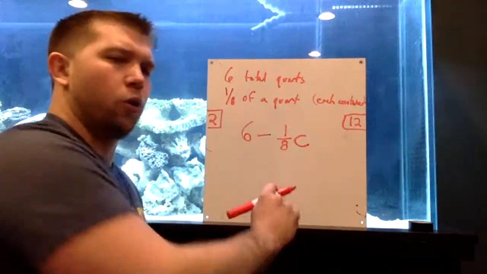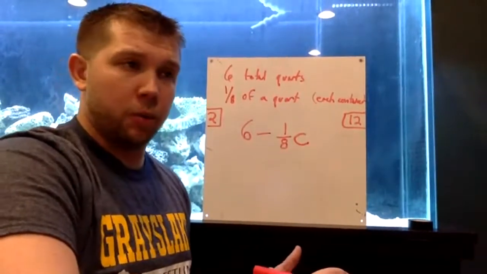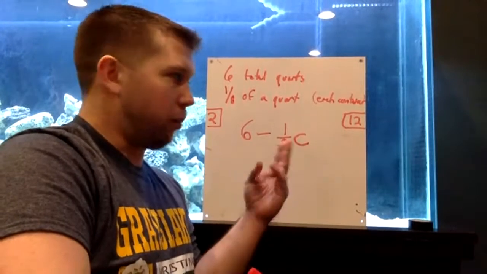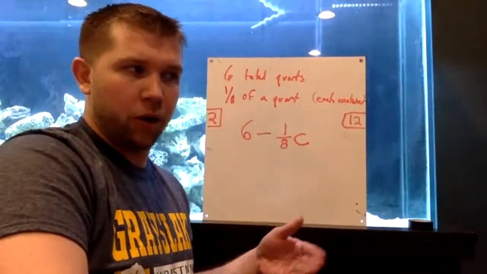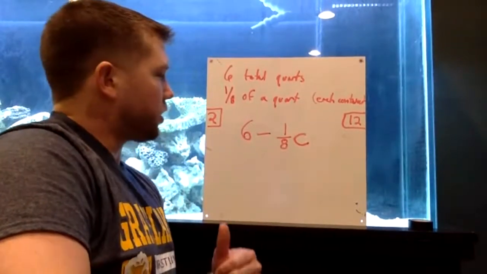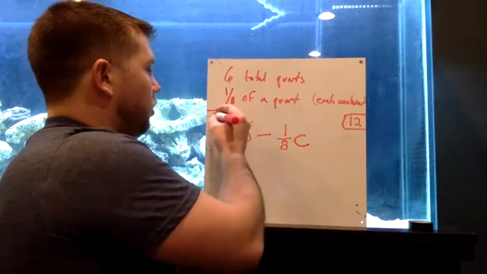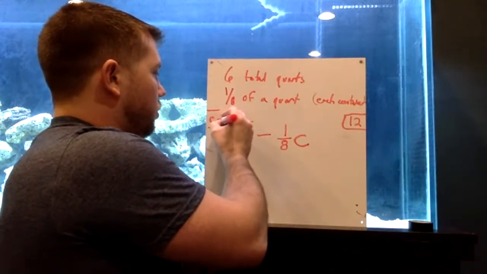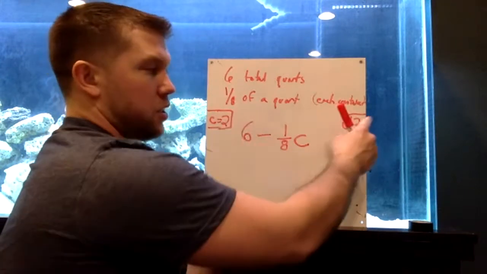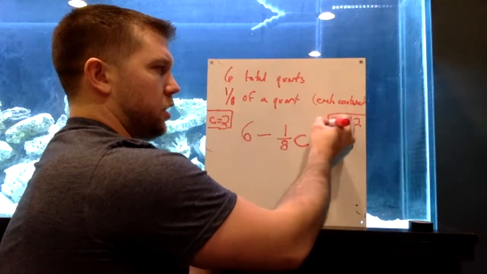So what we're doing here is what we call evaluating the expression. When we evaluate an expression, we're given a value, and we're going to plug the value in for the variable, and we're going to see what we get. So that's what we mean by evaluate the expression. In this case, they're giving me a variable for C. They're asking, what is it going to equal when we replace C with 2, and what's it going to equal when we replace C with 12?